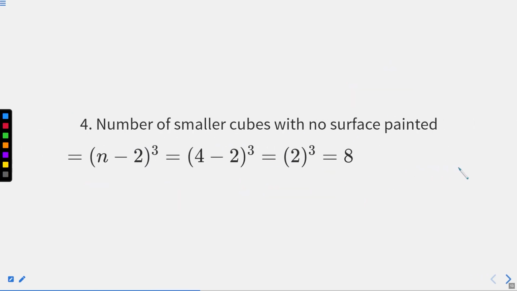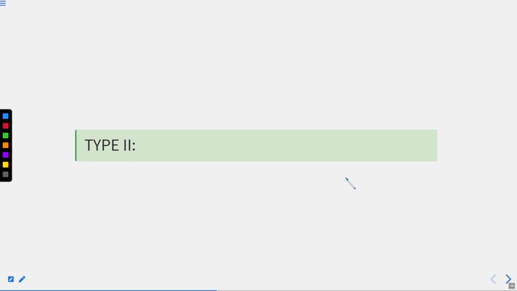Now we'll move to the next part. This is the number of smaller cubes with no surface painted. It means zero surfaces painted, right? This is what we are looking for. The formula for the same is (n minus 2) whole cube. n is again 4 here, so the resultant will be 8. I hope you are clear with this statement and with type 1.